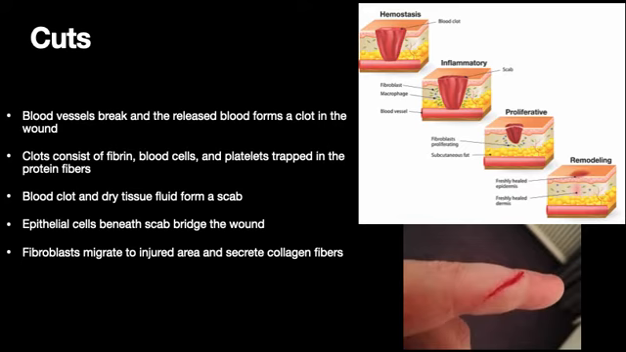Epithelial cells beneath the scab bridge the wound. As you can see here, I don't know if you can see, they're pretty small. These are the epithelial cells that bridge the wound. And fibroblasts migrate to the injured area and secrete collagen fibers.